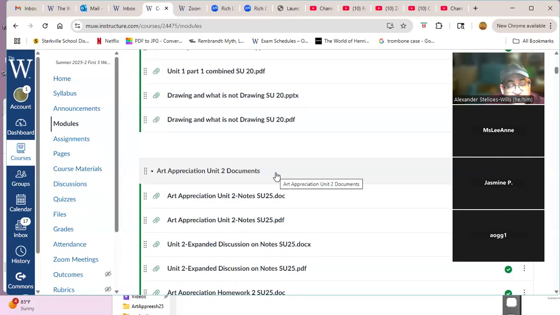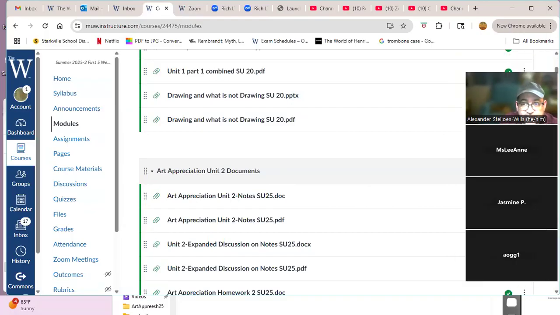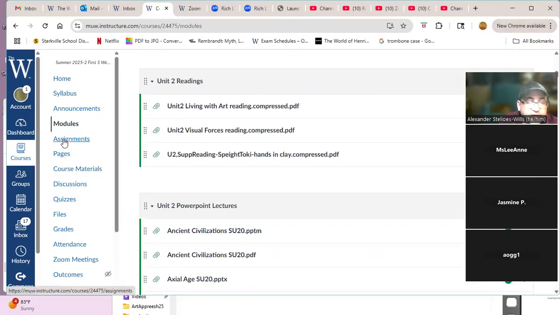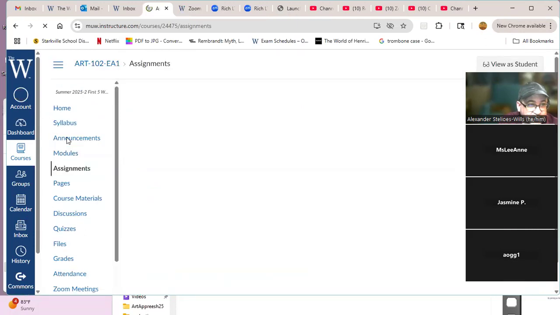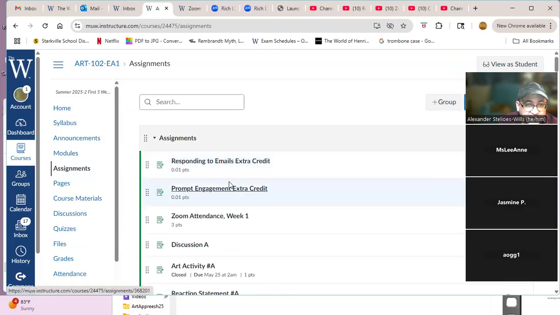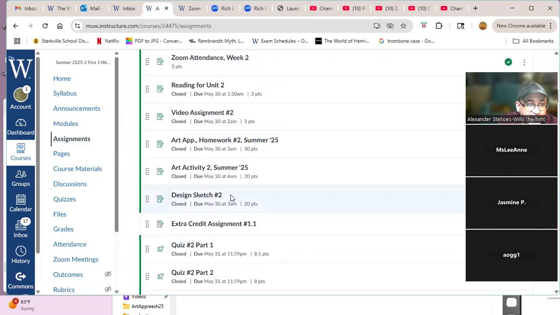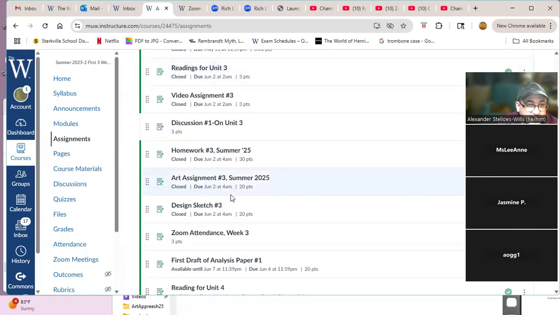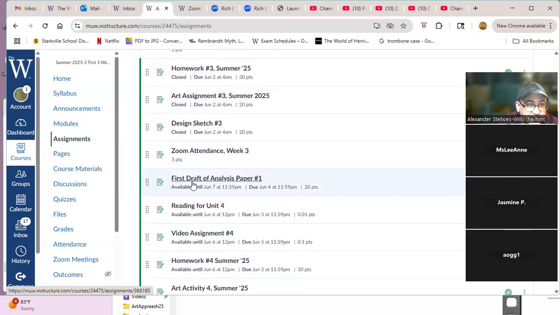All right, so the first thing we're going to do is look at the modules, and, well, let's go to assignments first, so we're all clear. Under assignments, well, we'll get to it. There we go. I should have closed more windows. Under assignments, right around there it is.